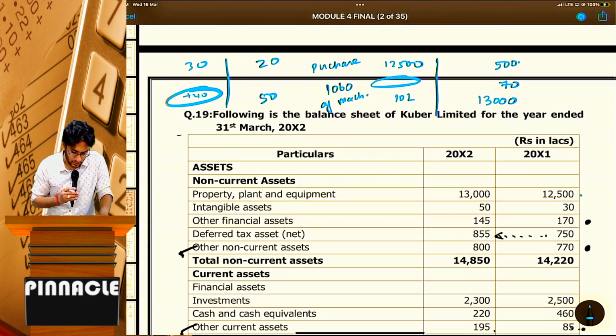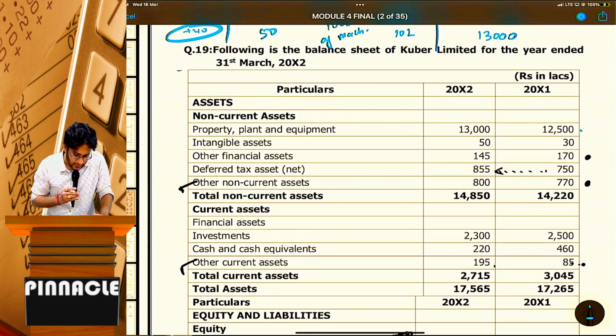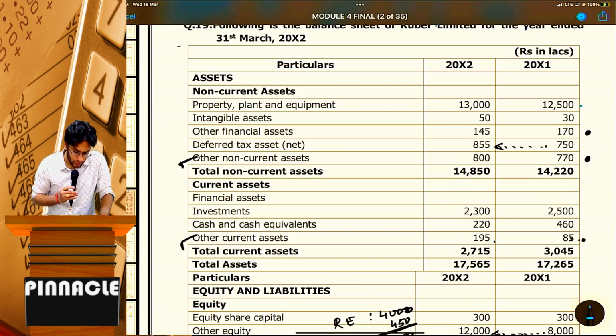Sale of intangible asset is there, sir? It is there. Next. Investments, go. Current assets, somewhere investment heading is there. 2,500 rupees worth of investment last year became 2,300. Investment value, why will it reduce, sir? There are only two reasons. Either investment value might have fallen down and you booked a loss, or you have sold off. It can be either of that.